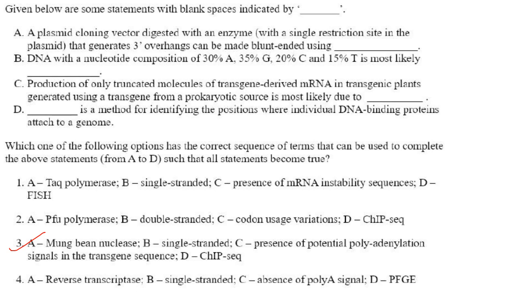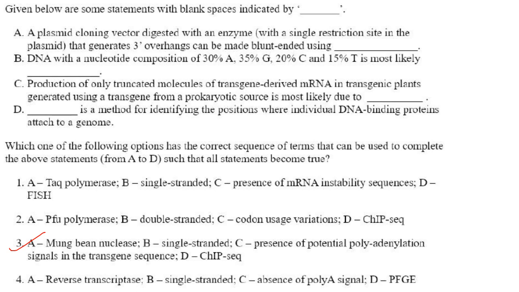Coming to the next question. Given below are some statements with blank spaces indicated by a dash. So you have to do the fill in the blanks over here. The plasmid cloning vector digested with an enzyme with a single restriction site in the plasmid that generates 3' overhangs can be made blunt-ended using which enzyme?